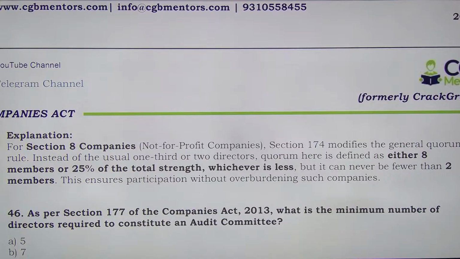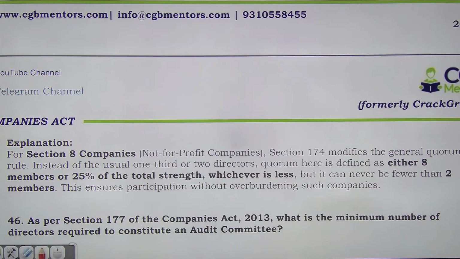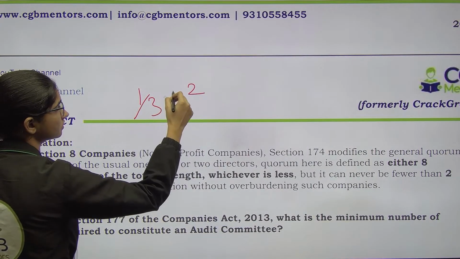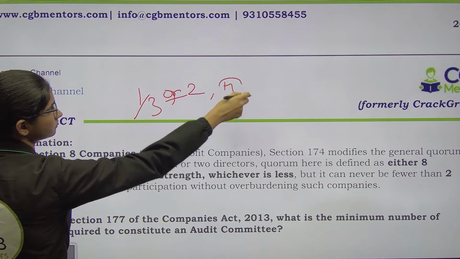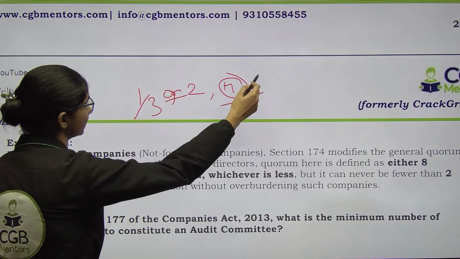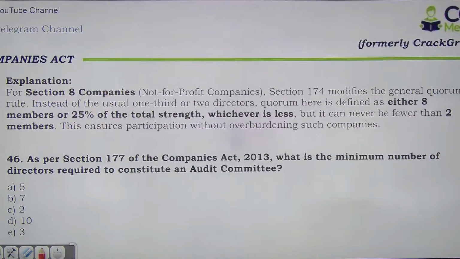In a general scenario, what is the quorum? 1/3 of the total directors or 2 directors, okay, whichever is higher. Okay, so you have to remember that this is the general rule for quorum and for a section 8 company this is the rule. Also please don't get confused between higher and lower, okay. Now moving forward to the next question.